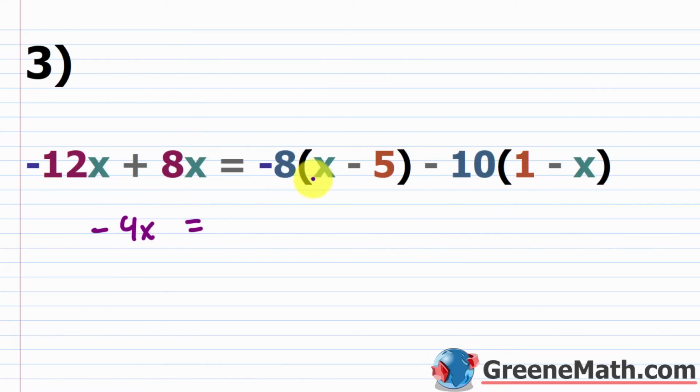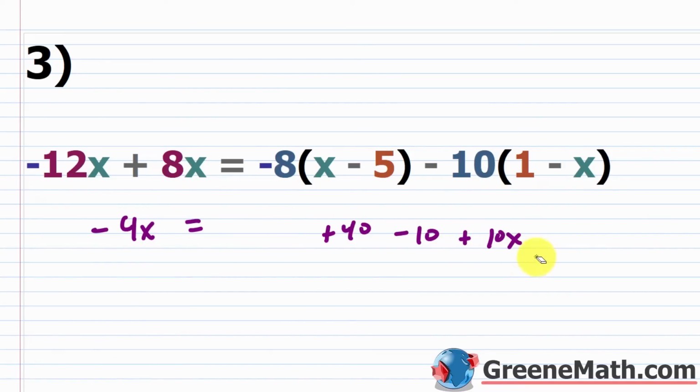This equals negative 8 times x, which is negative 8x. Negative 8 times negative 5 is plus 40. And then negative 10 times 1 is minus 10. And then negative 10 times negative x is plus 10x. If I combine like terms here, negative 8x plus 10x is going to be positive 2x.